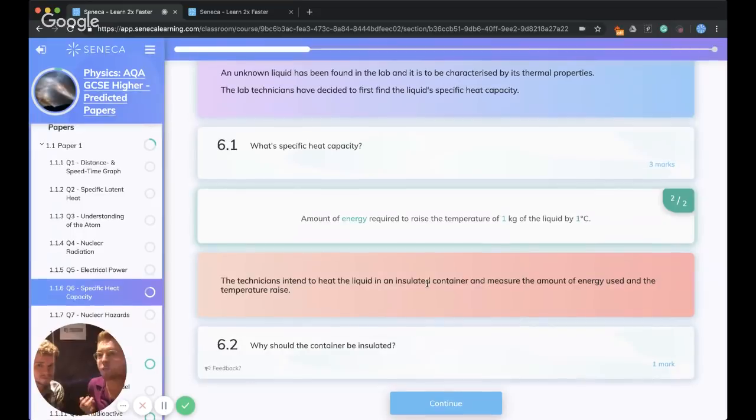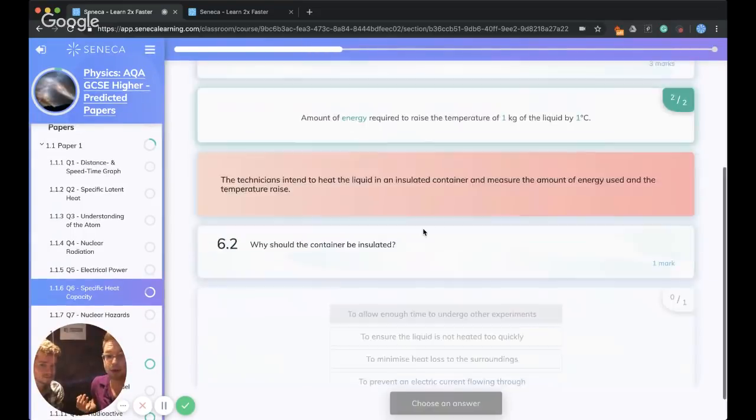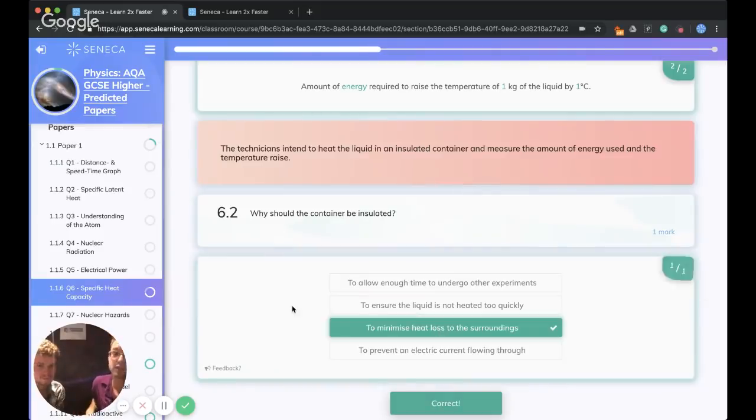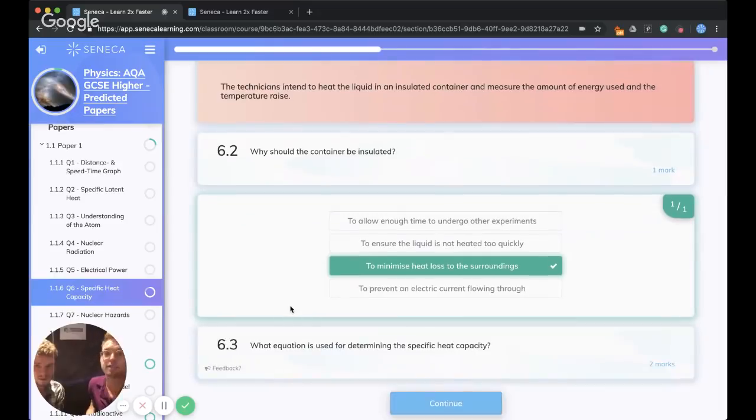So why is that container insulated? Well, experimental technique. Which answer is right? Let us know. Yes, to keep heating, really good. Another way of saying to keep heating is to make sure that it's not lost to the surroundings. Nice, really good job.